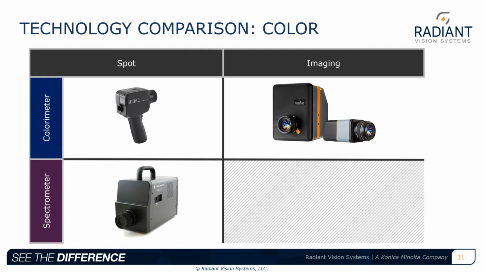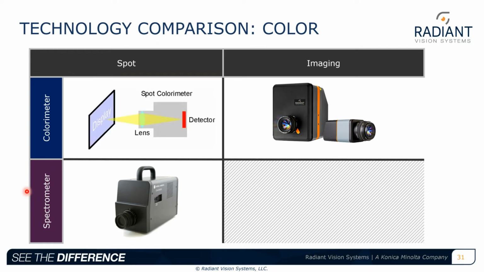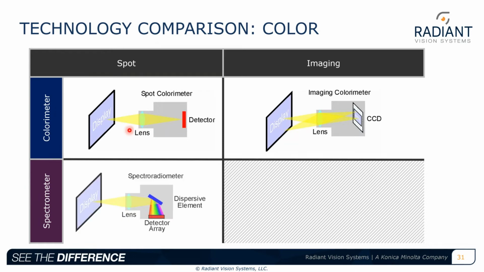So we have along the top the difference between spot and imaging, which we'll get into next. And then along the side here, the idea of colorimeter versus spectroradiometer. So when we're doing colorimetry, what we're doing is we're using a filter-based system. And there's a slide that I'm going to show next that will go into a little bit more detail. But basically the main difference here is comparing colorimeters to spectrometers.